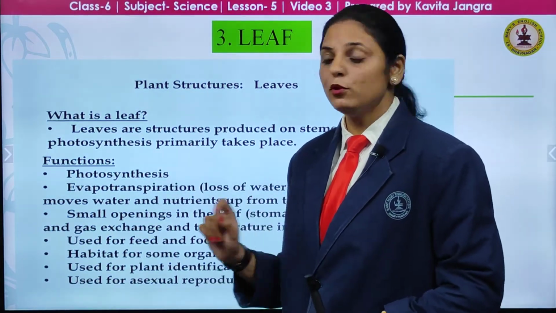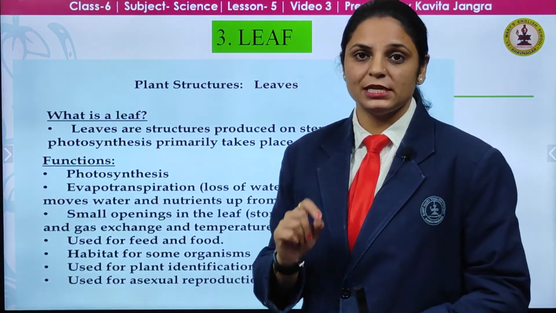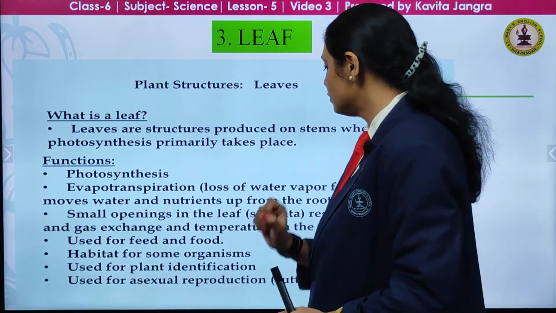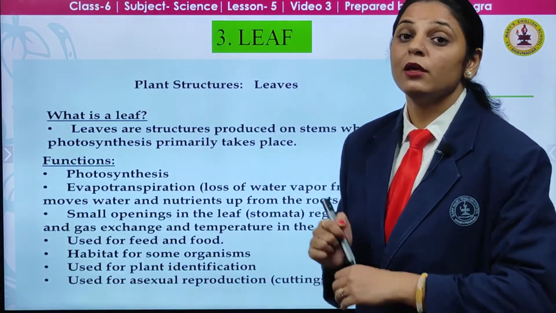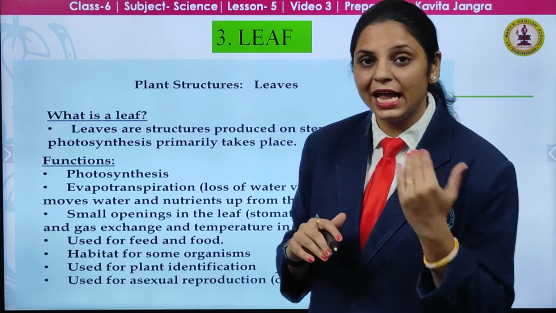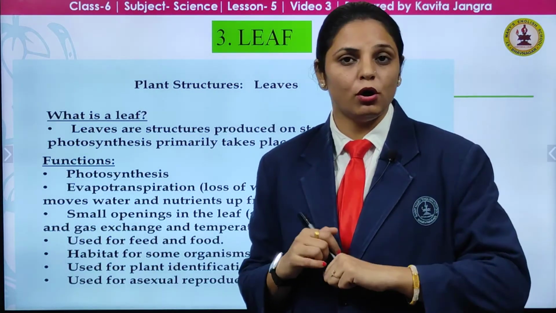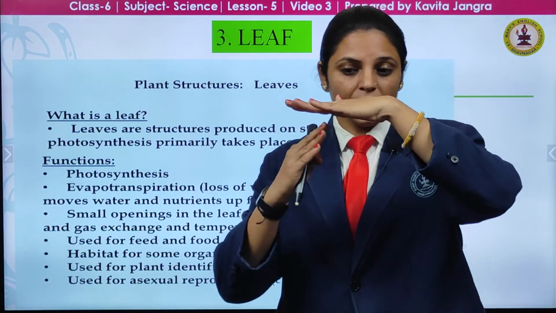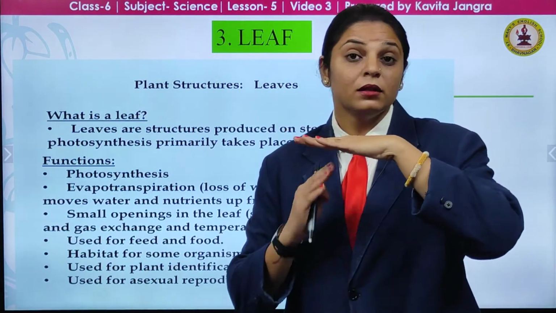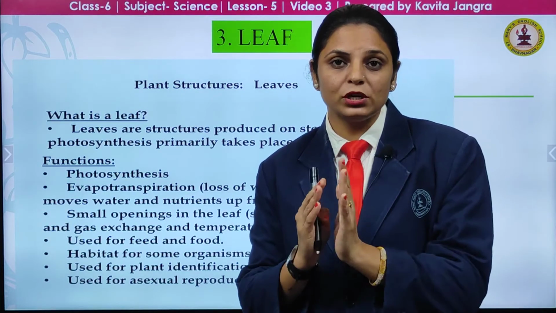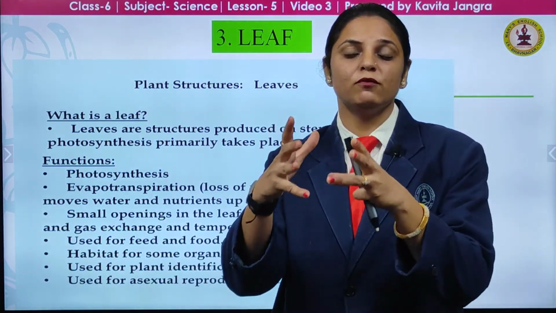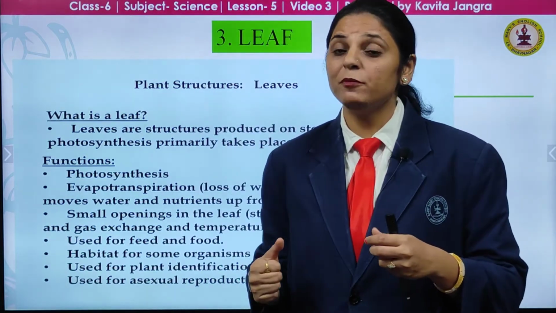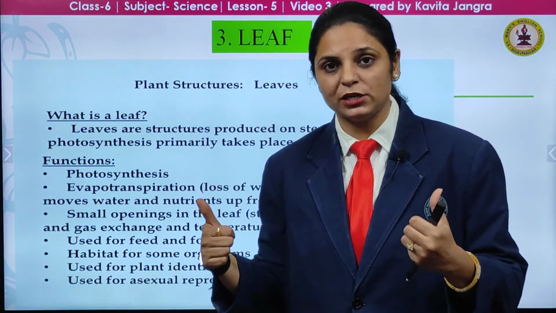Evapotranspiration is the process which helps in the movement of water and nutrients up from the roots. Why am I saying this? Evapotranspiration helps the roots to transport all the water and minerals. Listen, I have just shown you that the roots grow below the ground, and the root tip and root hairs absorb the water and minerals and take them in the upward direction to the stem and different parts of the leaves.